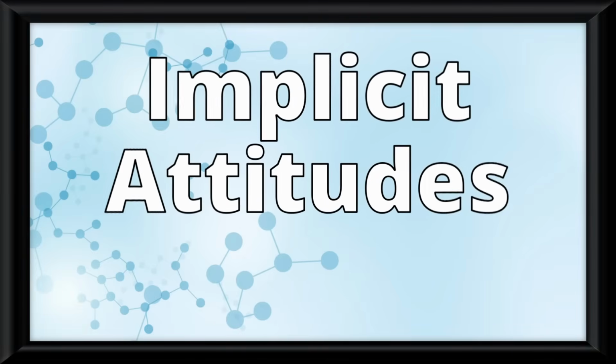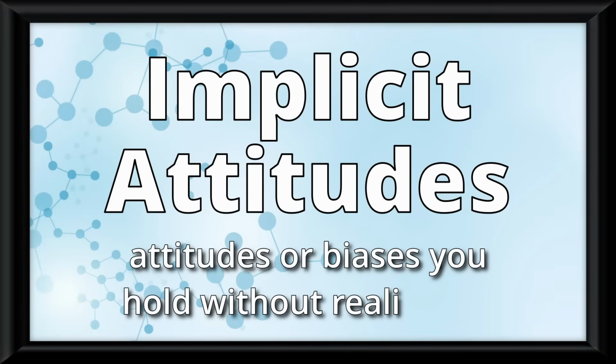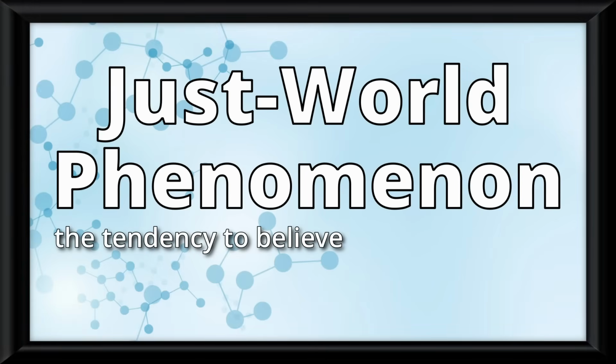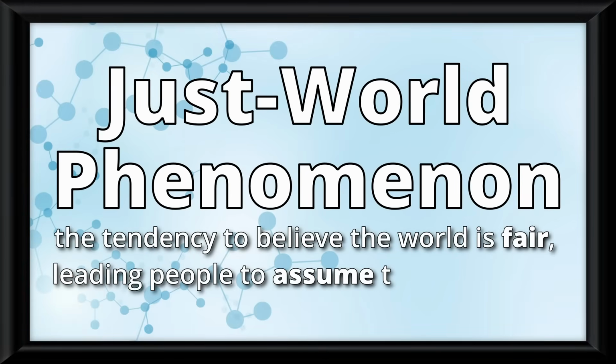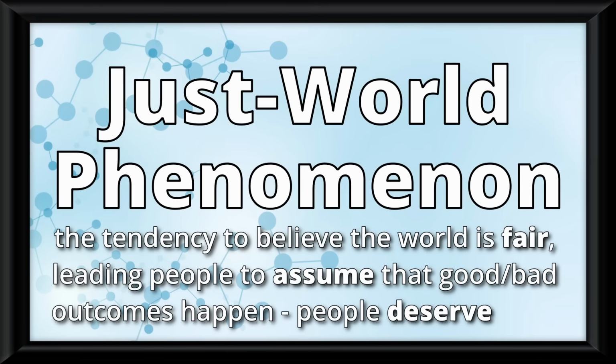Anyway, implicit attitudes are attitudes or biases you hold without realizing it. You might honestly believe you're fair-minded, but still behave differently around certain groups without noticing. And there are a lot of ways that people manifest these implicit attitudes. Let's go over a few. The just world phenomenon is the tendency to believe the world is fair, leading people to assume that good or bad outcomes happen because individuals deserve them.